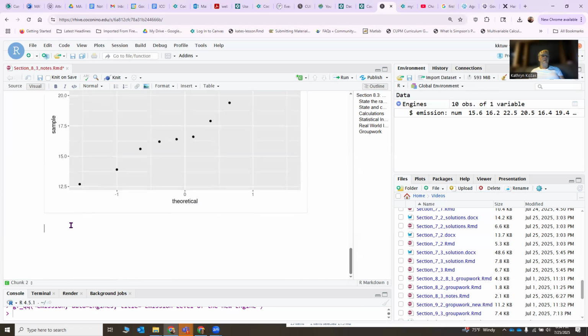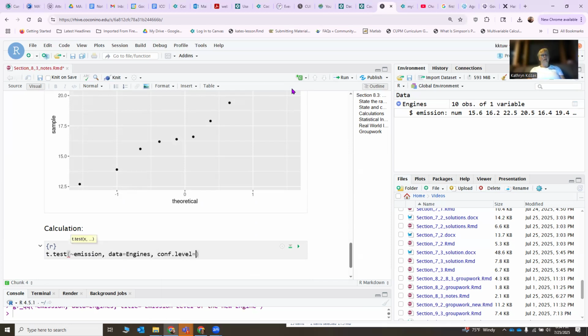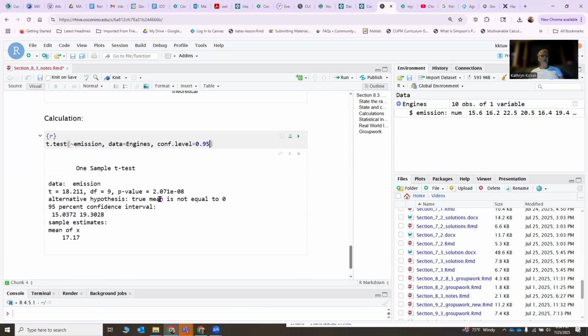All right. So now we get to our calculation stage. And we're going to use a t.test. We're going to tell it that our explanatory variable is emission. Our data set is the engines. And we're going to put in the conf.level is equal to 0.95. Again, it will assume it is, but we're going to put that in just to make sure we don't forget it when it's not. All right, and here is our confidence level right here.